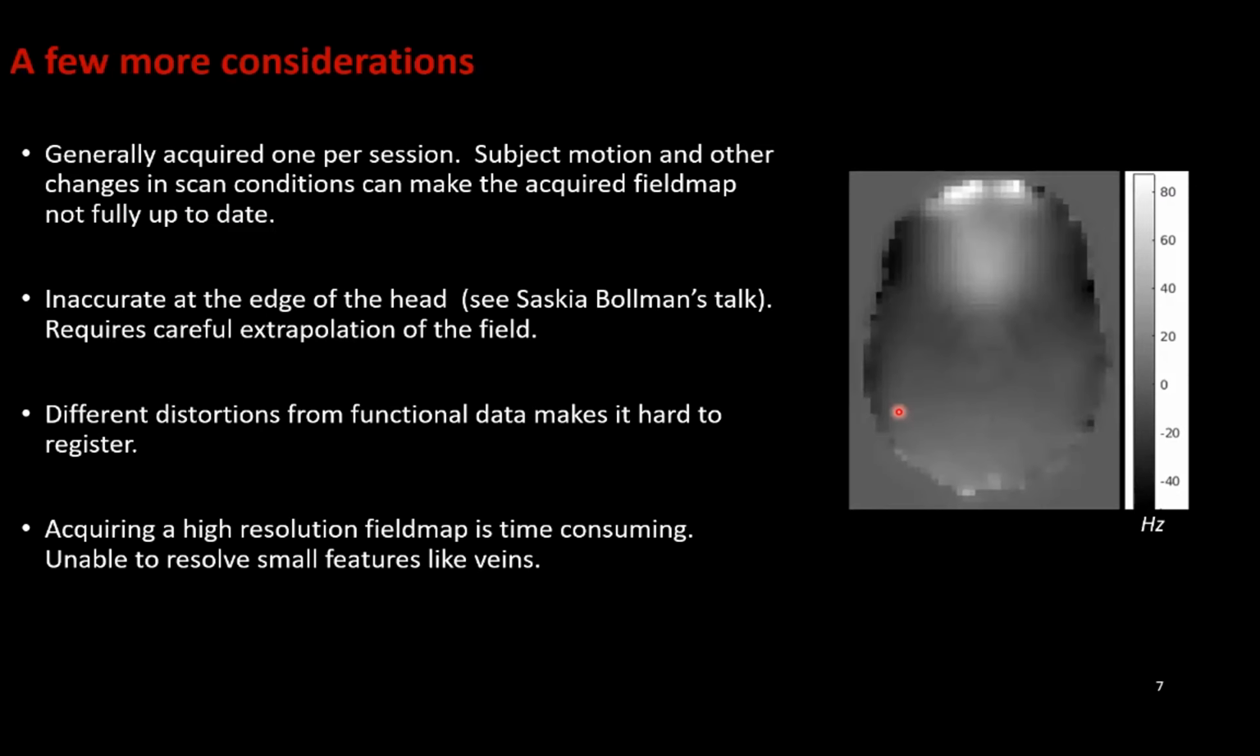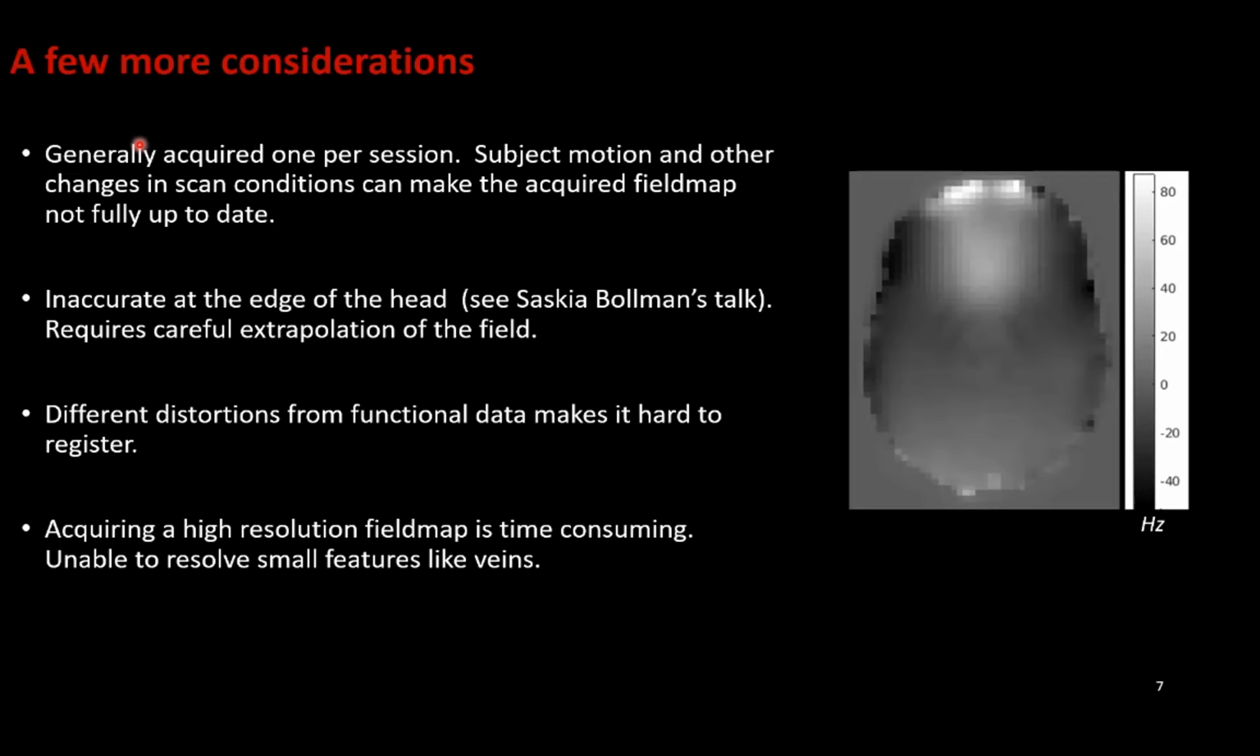There are a lot more considerations. In a typical study, you will acquire 1 field map in a session. But what if there's motion, or these are high resolution scans, or something changes in your scan conditions? Then those field maps will not be up to date with your data, and there's going to be errors when you use them to correct.